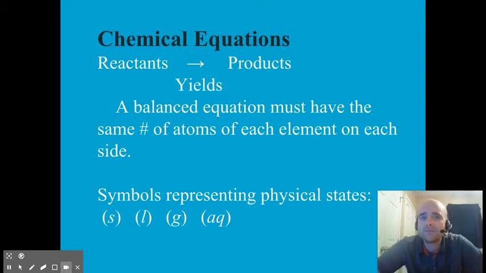We also need to obey the law of conservation of mass, which means that the same number of molecules on the left need to be the same number of molecules on the right. A better way to say that is the same number of atoms on the left need to be the same number of atoms on the right. So we'll have to balance those using our coefficients.